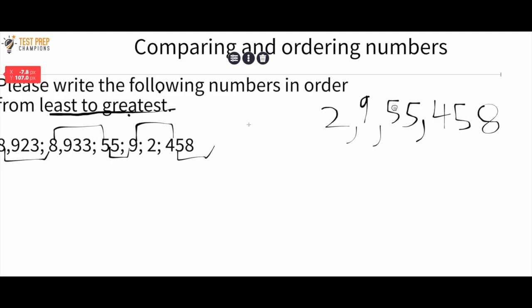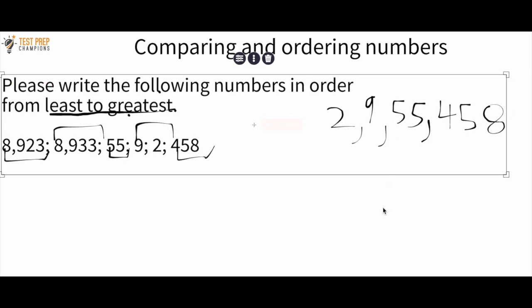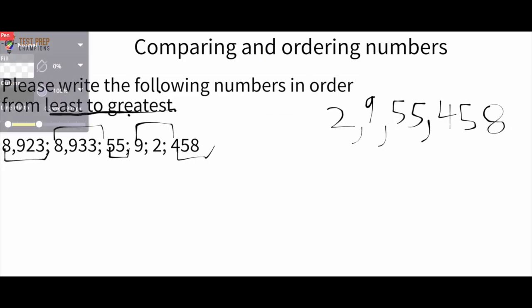And I wanted to pull this over to the right a little bit, but it's going to mess the question up. So I'm not going to do that. So what we want to think about here is that if we start from left to right, we see that both numbers have 8s in the thousands place, and they both have 9s in the hundreds place. So we're going to go to the tens place, and we see that the tens place breaks the tie here, because 8,933 has a 3 in the tens place, and 8,923 only has a 2 in the tens place.